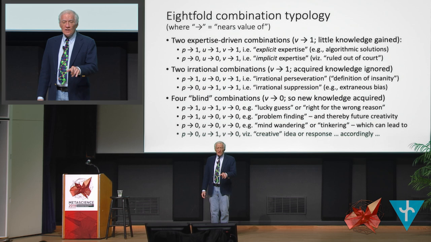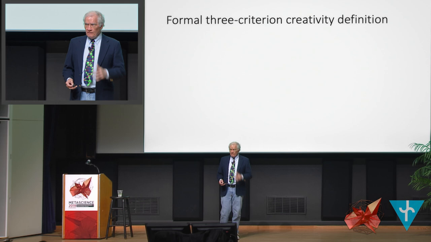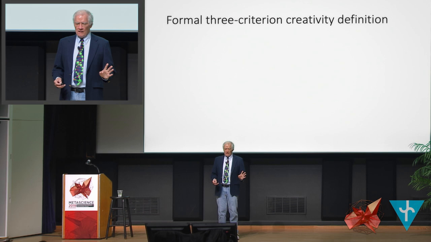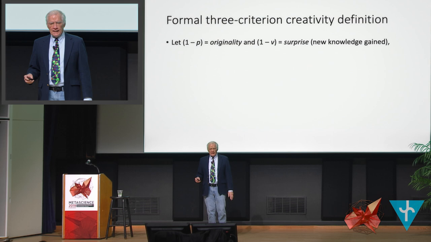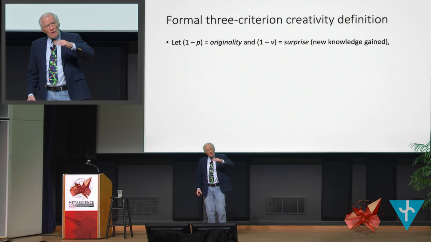And this actually leads me, accordingly, to a formal three-criterion creativity definition. Most people in creativity research use two criteria. That is dead wrong, okay? You need three criteria, and I hope to convince you of that. Let 1 minus p, the initial probability, equal the originality. I'm just inverting it, and it makes sense. And then 1 minus p, inverting that too, let that equal surprise. That's the amount of new knowledge that you can obtain through that combination, okay?